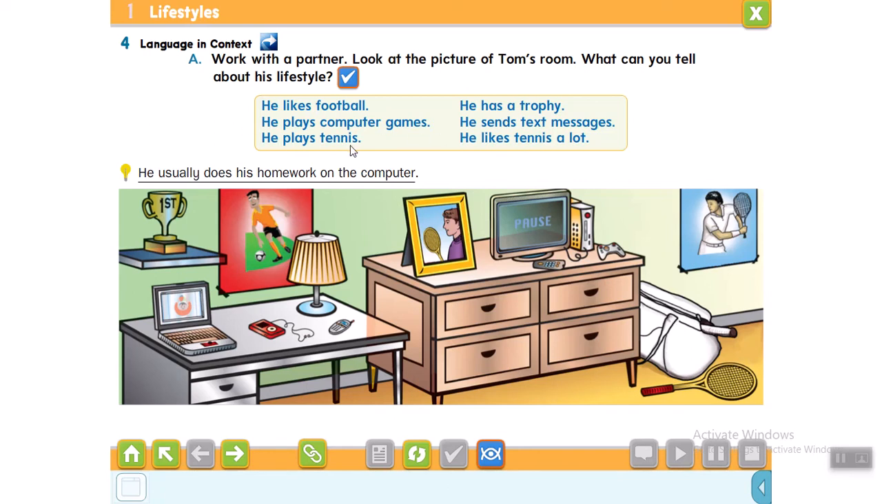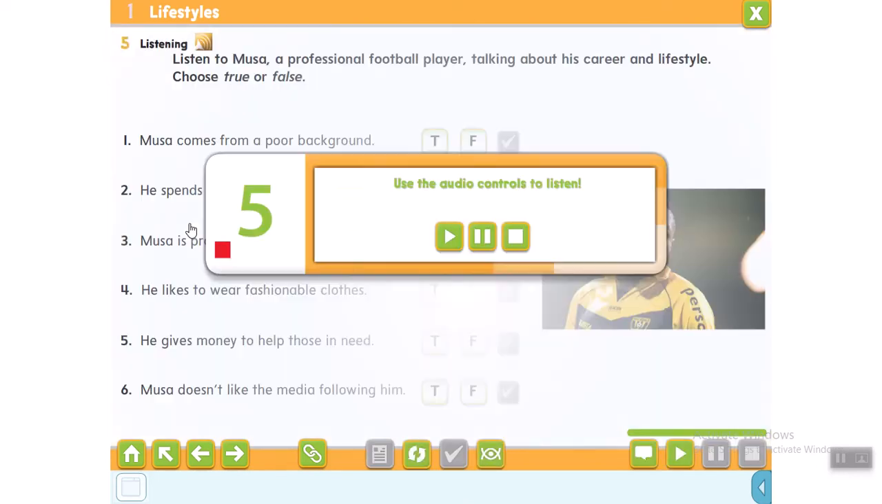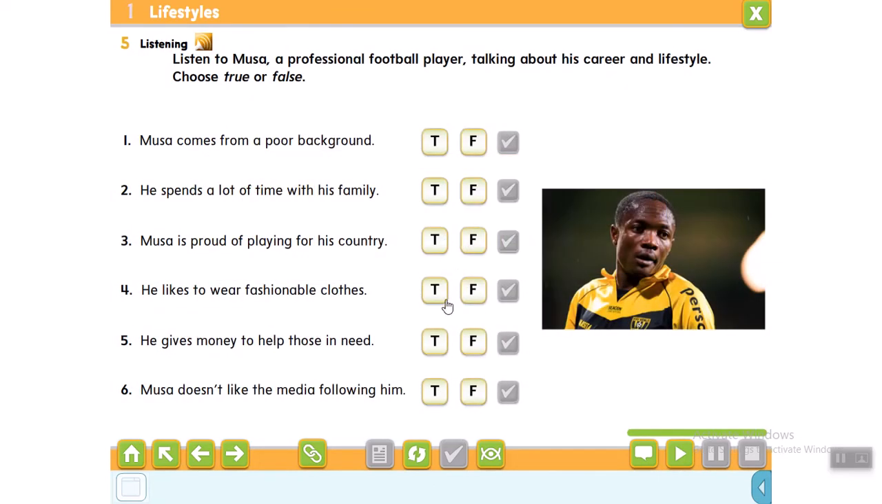So these are the things that we can tell about Tom or Tom's lifestyle from the picture of his room. Okay. Listening. Let's listen together to the script and then come and answer.